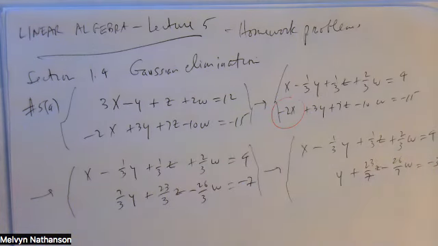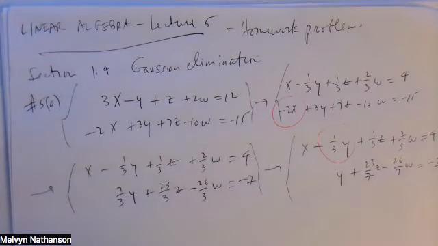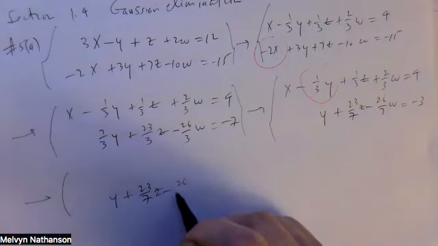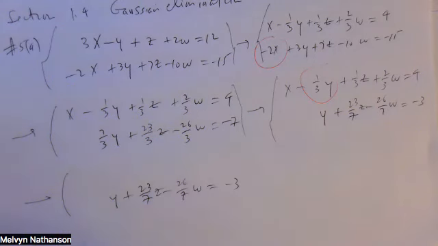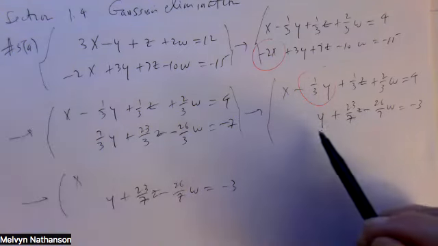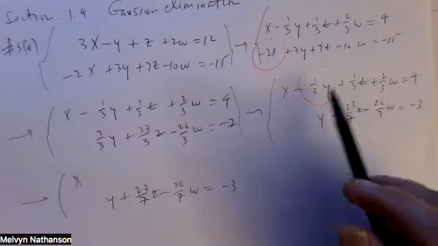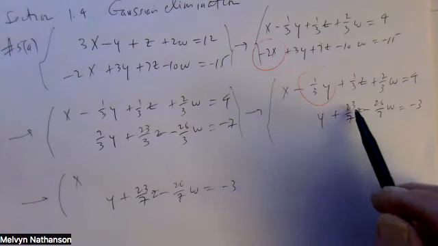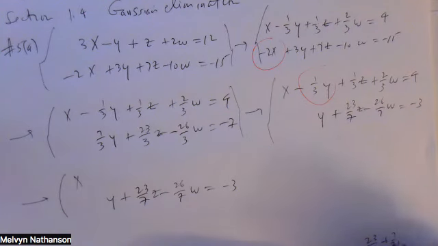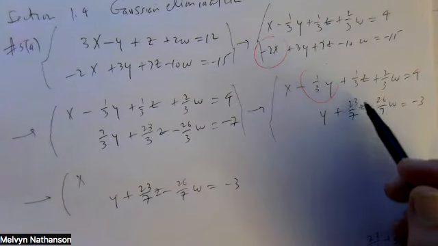Okay. Then I want to eliminate the y in the first equation. So my second equation doesn't change: y plus 23 over 7 z minus 26 over 7 w equals minus 3. And I add 1/3 the second equation to the first equation. So x plus 0 is x. 1/3 y minus 1/3 y is 0. 23 over 7 times 1/3 is 23 over 21 plus 1/3, which is 7 over 21. So this is 30 over 7 z.